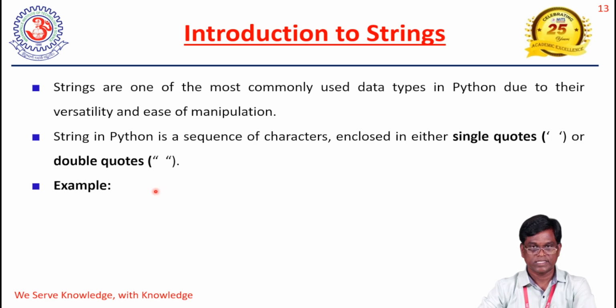Let us see an example here. text1 is equal to "hello". Here the characters HELLO are grouped in double quotes, so it is a string. Similarly, another example, text2 is equal to 'welcome'. Here the characters are grouped in single quotes. These are examples of strings which we can create in Python.